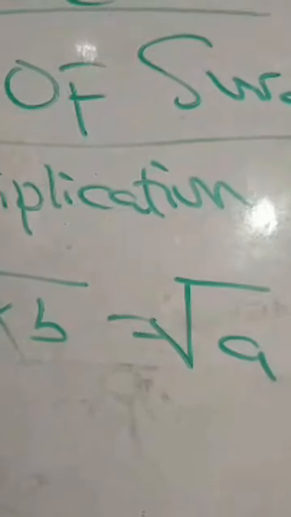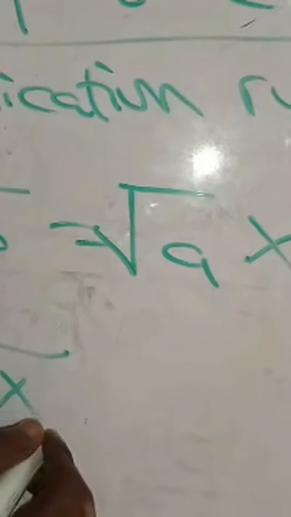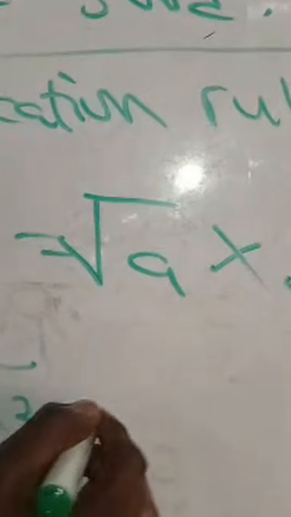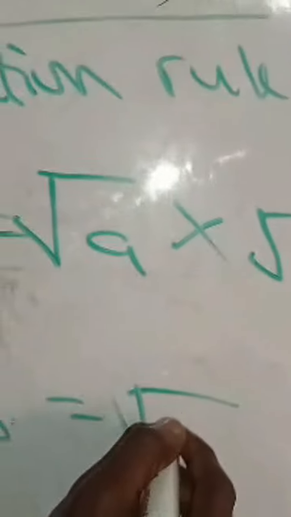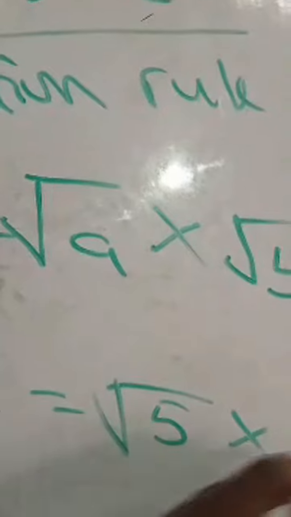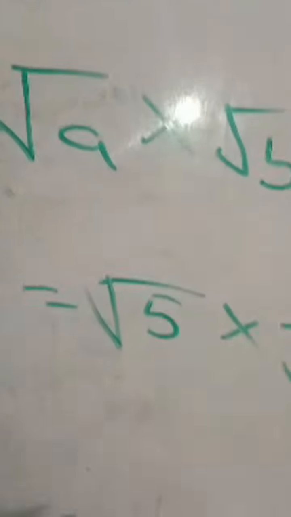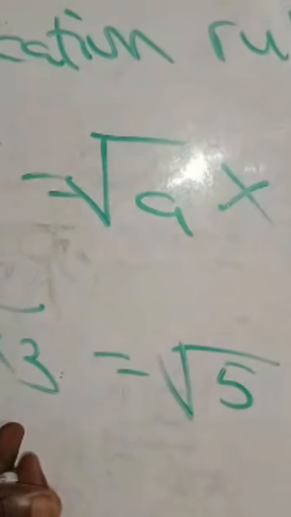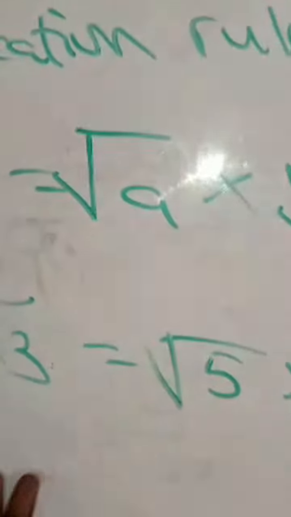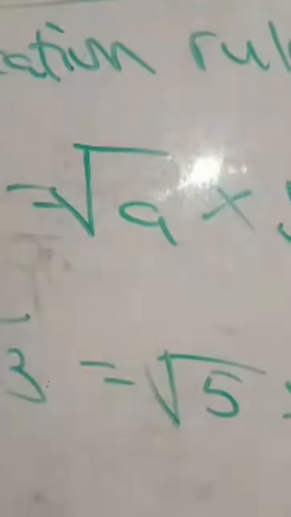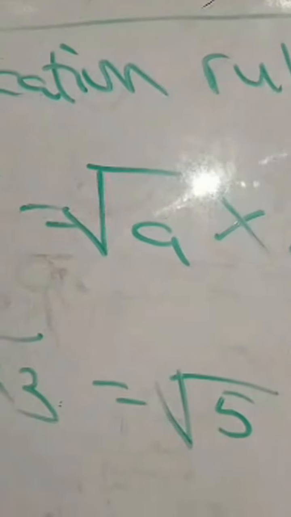Now if we take an example, e.g. we are going to have what we call root of 5 times 3, which is equal to, if you are breaking it down like this, root 5 times root 3. Although we all know that it is root 15, we just have to split it by following the law, which is the multiplication law.